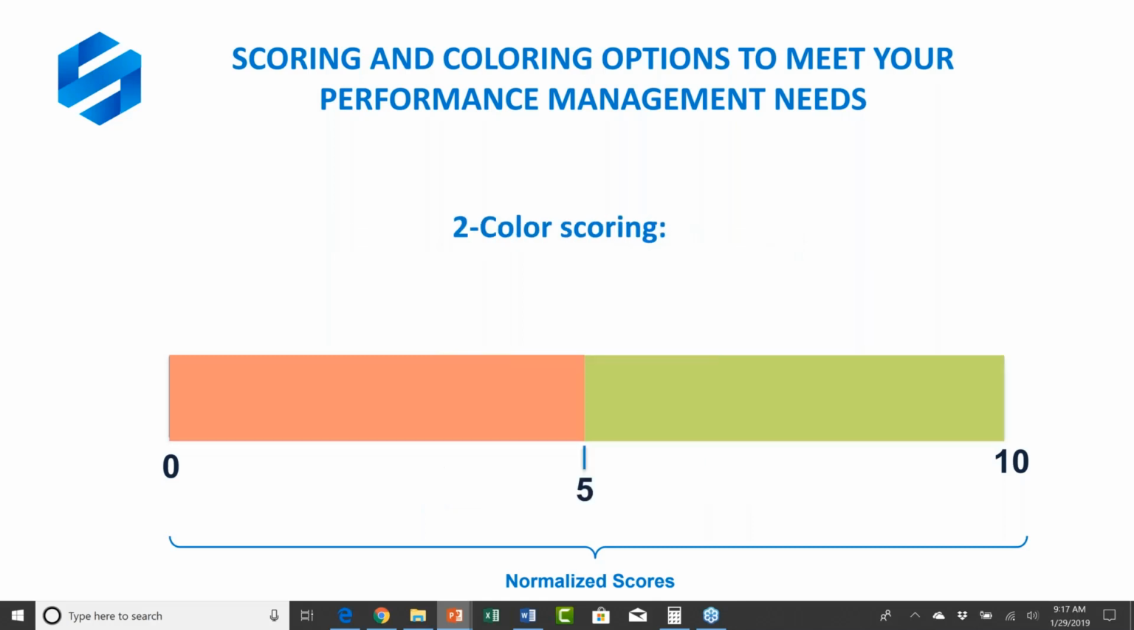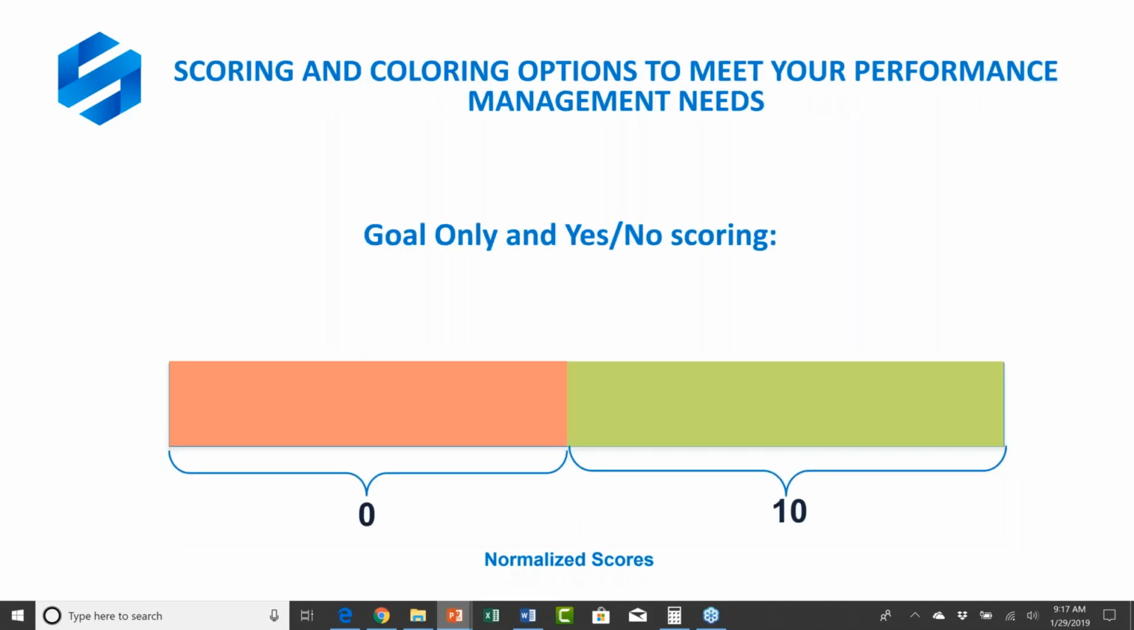You may, however, decide that you don't really need that red and yellow and green. You just want to know if something is underperforming in red, overperforming in green. So you have an option to just do 2-color scoring. Another option with regard to the kind of binary red or green is a methodology of goal only or yes, no, where instead of assigning a number somewhere between 0 and 10 to an actual performance value, that value is either evaluated to be 0 or 10. Nothing, no gray in between. It's either black or white.